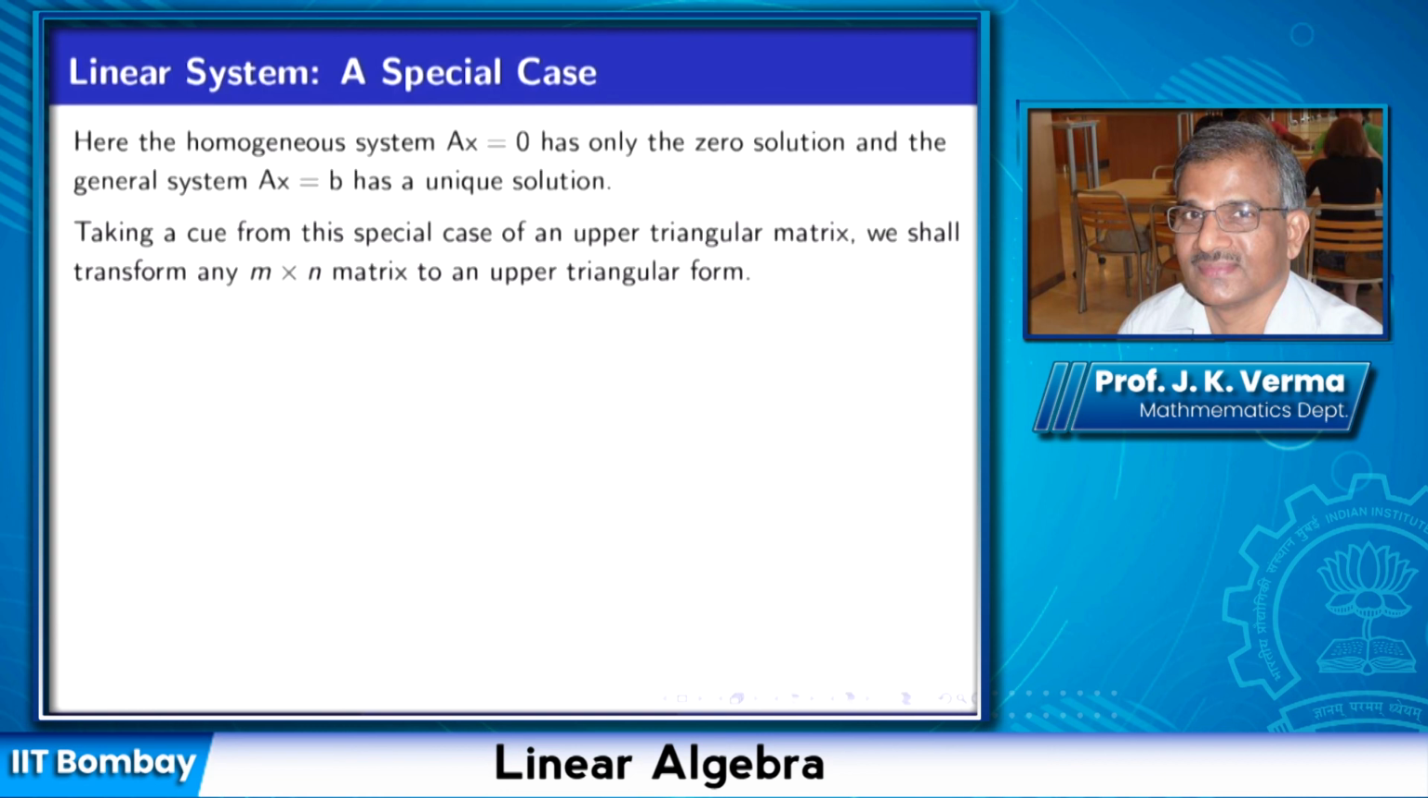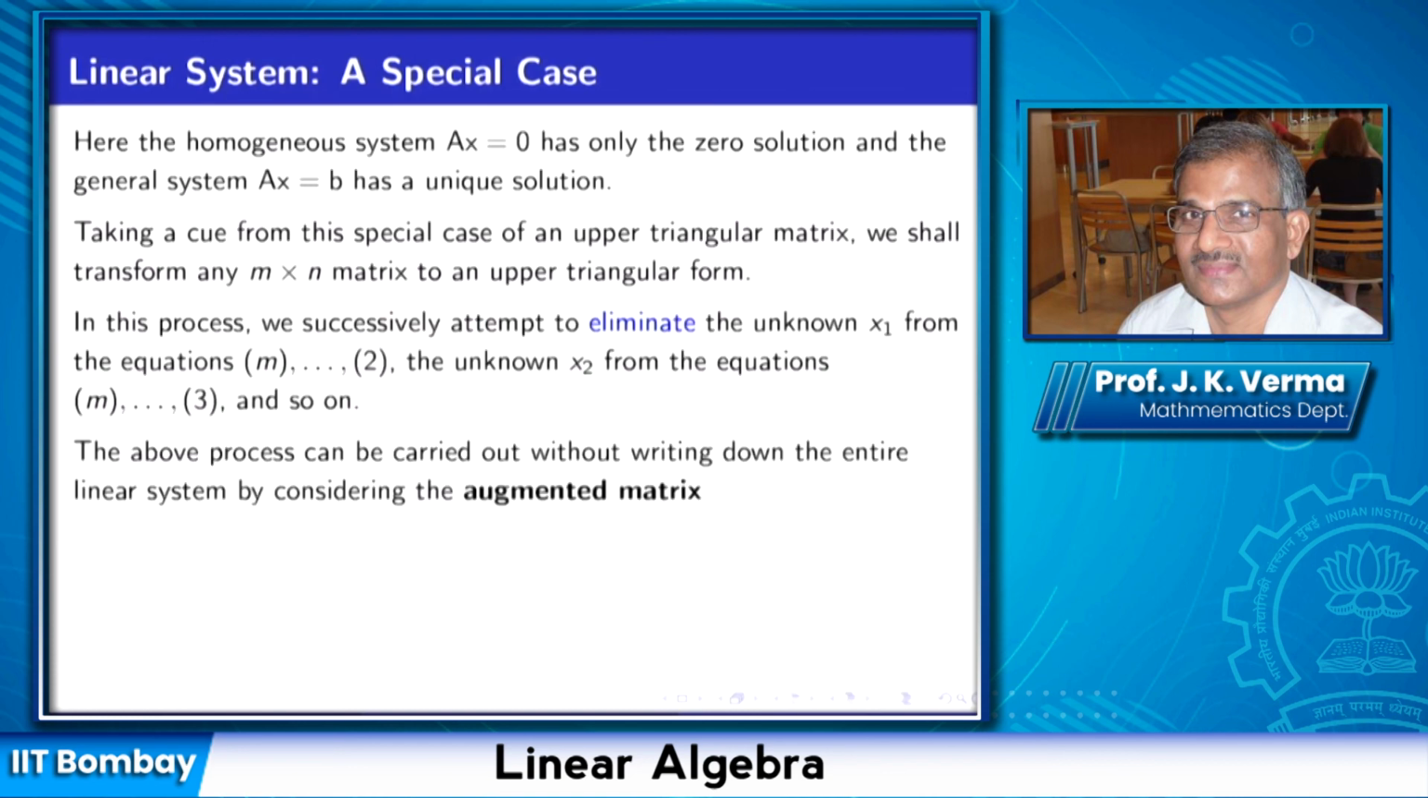The above process can be carried out without writing down the entire linear system. We simply look at what is called the augmented matrix. The augmented matrix is obtained by simply adding the B vector as a last column to the coefficient matrix, so the first row will be the first row of A along with b1, the second row is the second row of A along with b2, and so on. So we construct this augmented matrix. The entire information about the system of linear equations is contained in this augmented matrix.